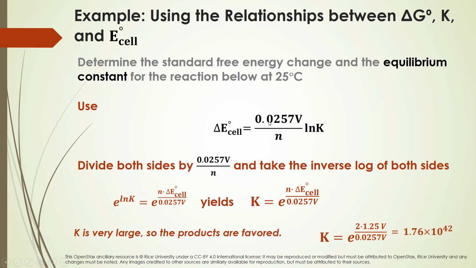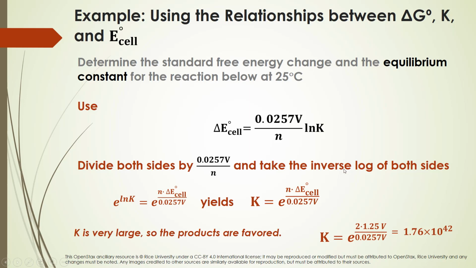Let's go ahead and put this equation into a form where we can get the equilibrium constant value. We want that value for the equilibrium constant, and right now, it's kind of hard to get. So what we're going to do is rearrange. We're going to divide both sides by 0.0257 volts divided by n. That's going to isolate the natural log of K on one side, and it's going to give us n times the cell potential divided by 0.0257 volts on the other side.